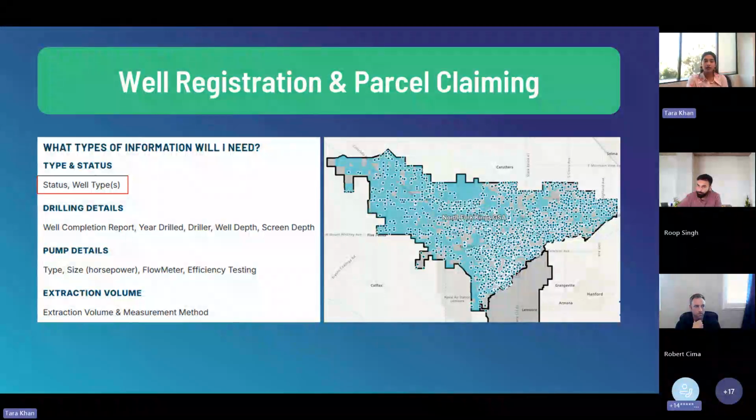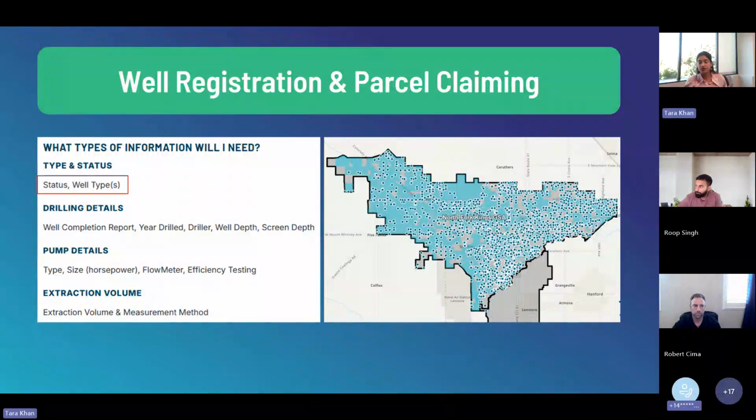If you are charging fees or requiring extraction reporting for your pumpers, and if you're stratifying that based on de minimis users versus agricultural or over 2 acre feet users, it's also important to know what type of well that is, what it's being used for, right? And it's important to tie those wells to their legal landowners.